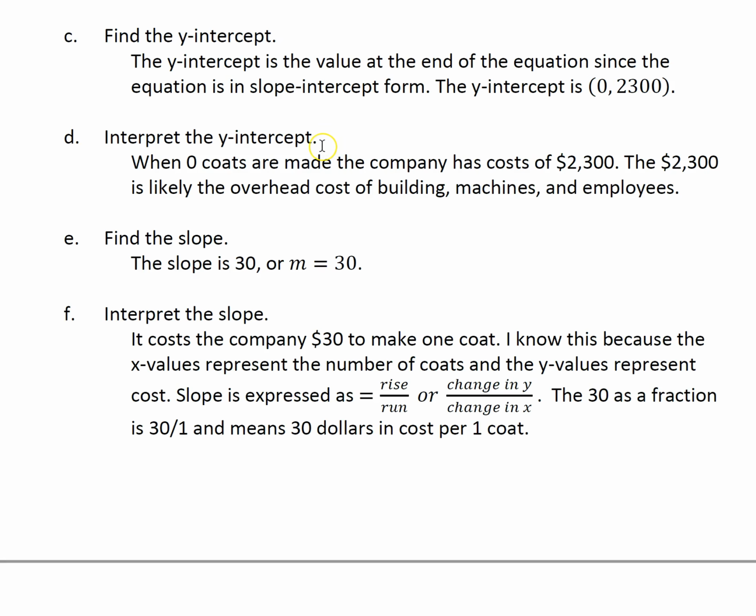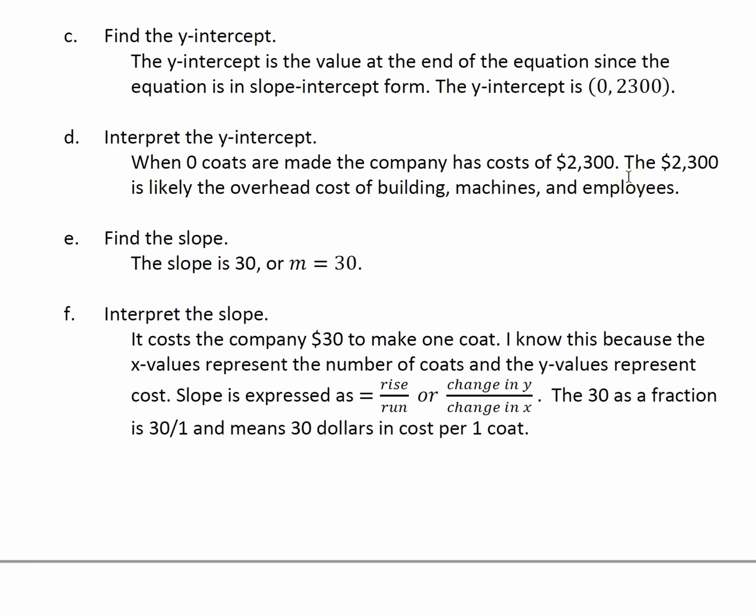Now we're going to interpret that y-intercept. The interpretation of the y-intercept comes from the values in the ordered pair. We remember the 0 stands for x, and x stands for the number of coats. The 2,300 stands for y, and y stood for the total cost. This means when 0 coats are made, the company has costs of $2,300.